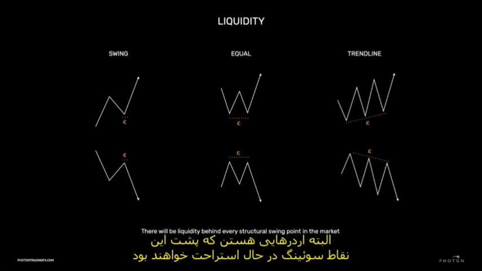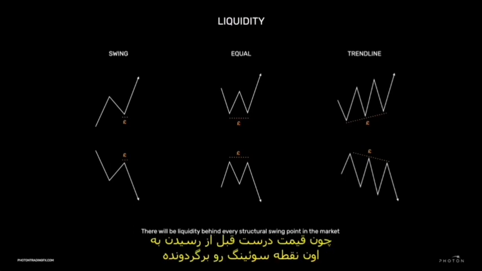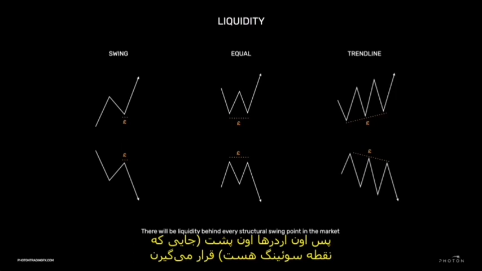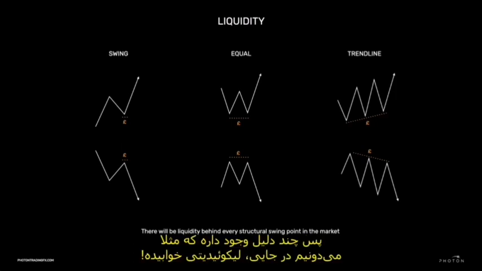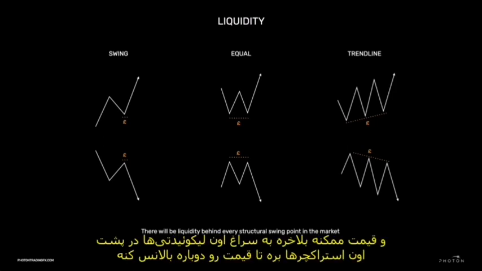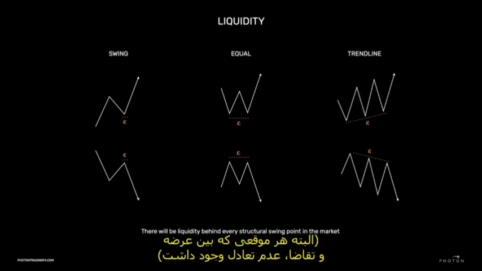Now, of course, there will also be orders just resting there behind those structural swing points, simply because price previously reversed and turned away from that swing point without actually tapping into those orders that were always there just behind where that swing point has now formed. So that's how there are multiple reasons for why we know there will be resting liquidity pretty much behind every structural swing point in the market. And price may eventually seek the liquidity behind those structural points in order to rebalance price whenever there are imbalances between supply and demand.